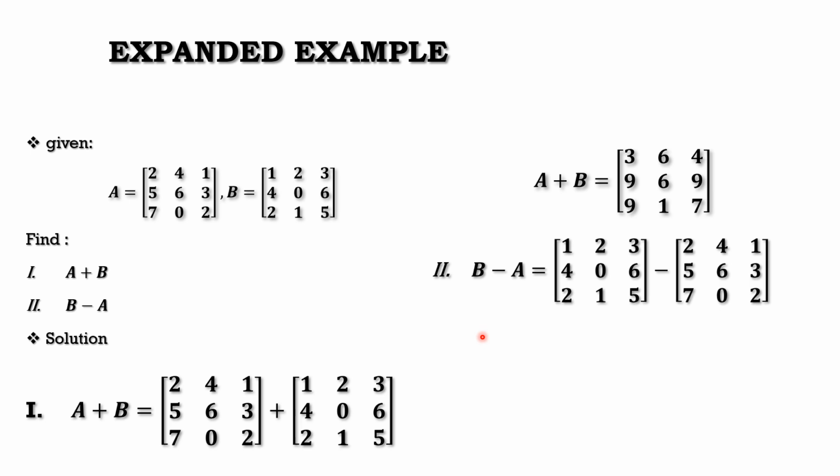Now we have B minus A. Pause the video and make sure you try this work and check your answer after we are done solving it. Now the solution will be of the form -1, -2, 2, -1, -6, 3, -5, 1, and 3. Why? Because 1 minus 2 is -1, 2 minus 4 is -2, 3 minus 1 is 2, 2 minus 7 is -5, 1 minus 0 is 1, and 5 minus 2 is 3.